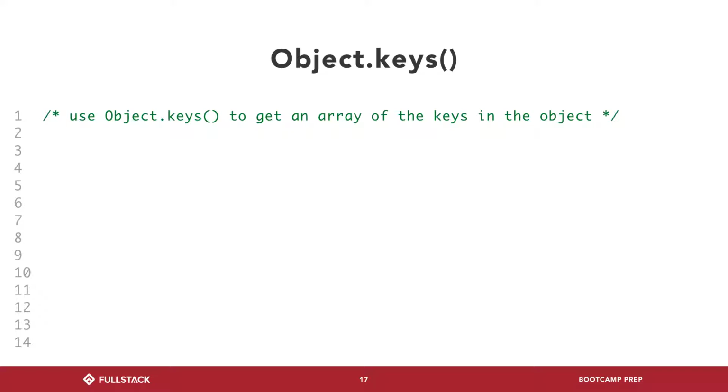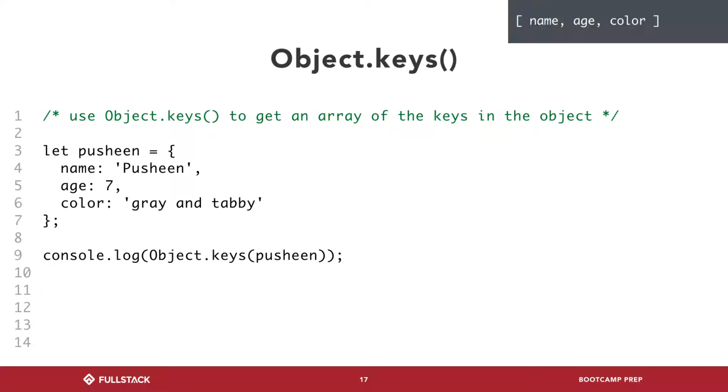Object.keys. It's a function. Notice how the O is capitalized, which means now we're talking about the Object class. It's something built into JavaScript that makes things handy for us, and this is super nice. You feed in an object here, and it'll give you back an array of all the keys: name, age, color.